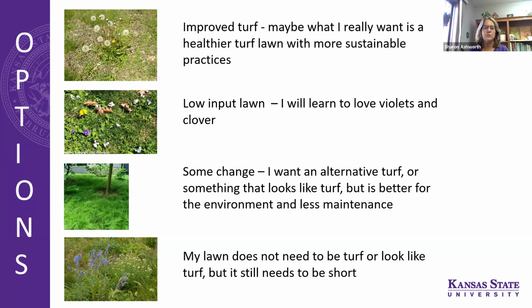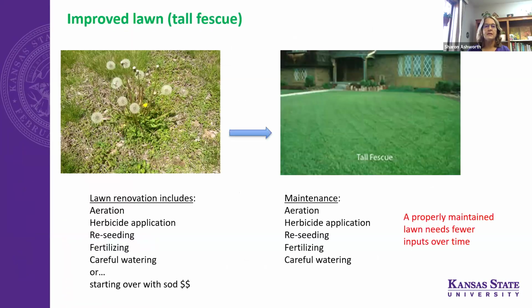And then there are folks who want, and remember, low growing ground cover does not need to be turf or to look like turf. It could be flowering plants, but it still needs to be short. And that's what we'll focus on for replacing a turf grass lawn. Now, there's plenty of other resources out there and Garden Hour episodes on taking your turf lawn and turning it into a garden. But what we're going to focus on is if you really need to have it be that short ground cover for whatever reason. So let's take that first thing, the improved lawn.